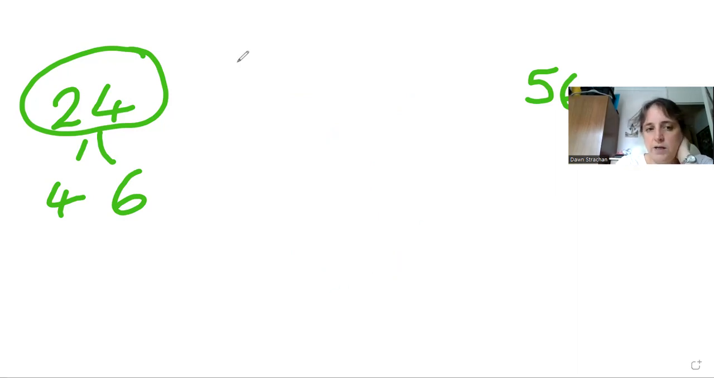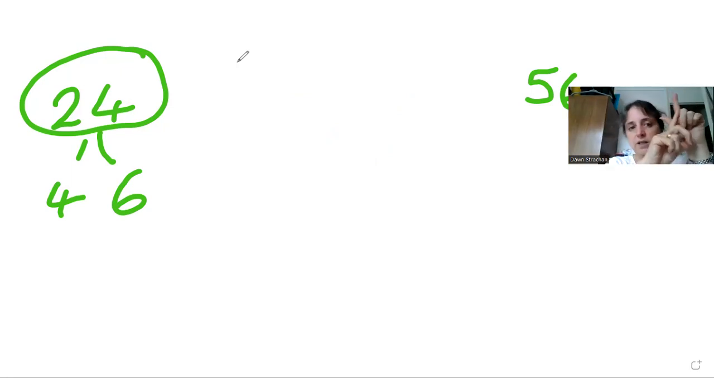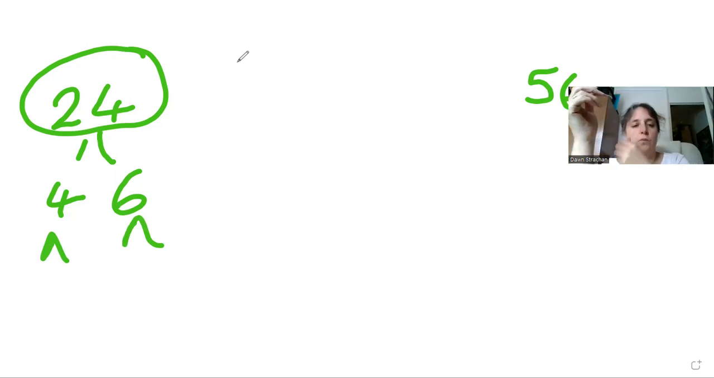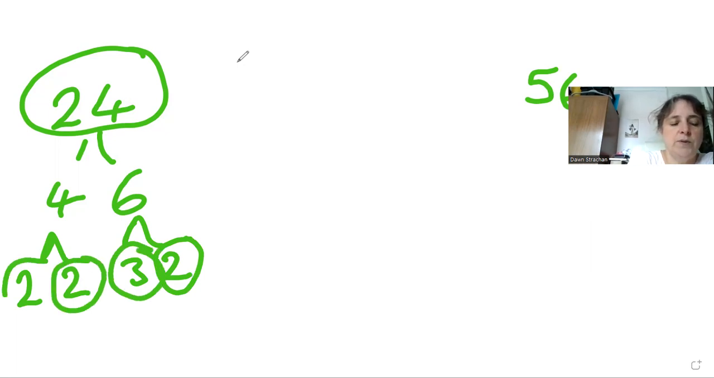Neither of those are prime numbers, and a prime number is basically a number which you'll only find in its own times table and the one times table, so it's only got two factors, okay? And because neither of those are prime, we need to give them both a new branch. So now we need to think of numbers that multiply together to make 4 and numbers that multiply together to make 6. So 4 is going to be 2 times 2, and 6 can be 3 times 2, okay? And each one of those is prime, so we'll pop them all into a circle. Okay, so that's 24 done.